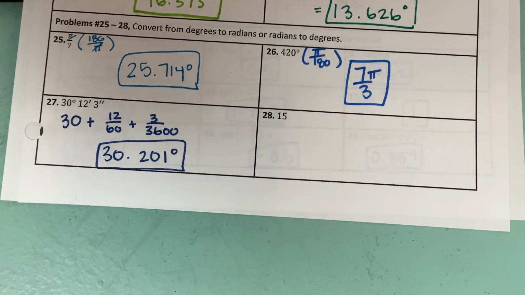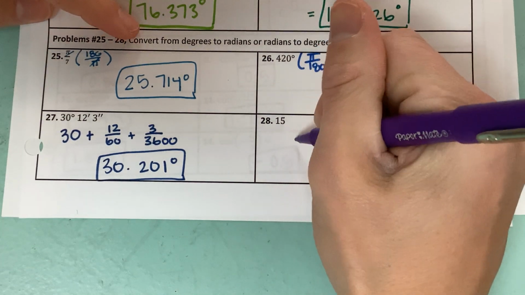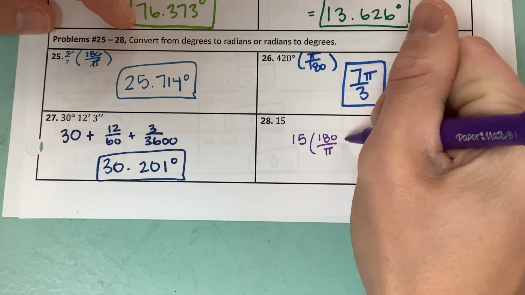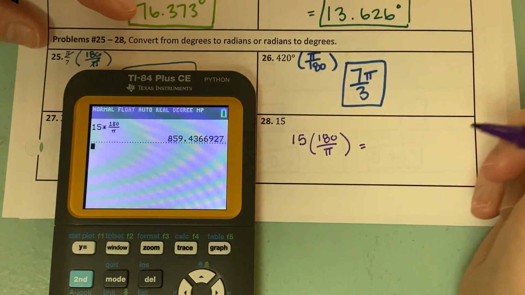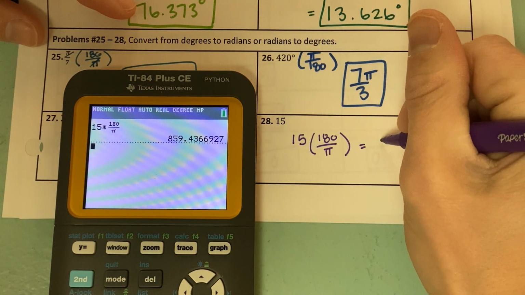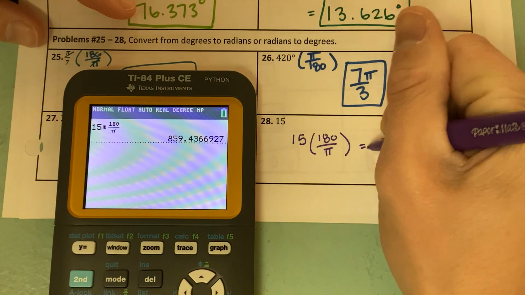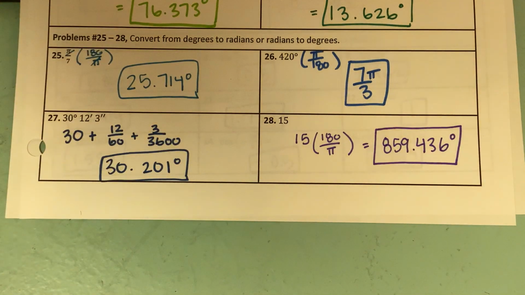And then last but not least, 15, which doesn't have a pi and doesn't have a degree symbol. If there's no degree symbol, it is a radian. It just doesn't have pi. So radians don't always have pi. We're going to multiply this by 180 divided by pi. In this case, we actually have to type the pi in because there is no pi to cancel. So 15 is going to be 859.3436 degrees. And we are done.